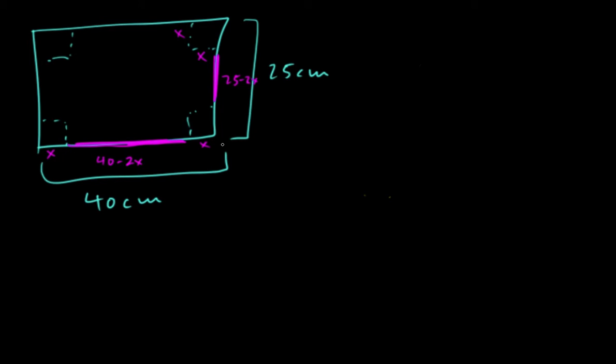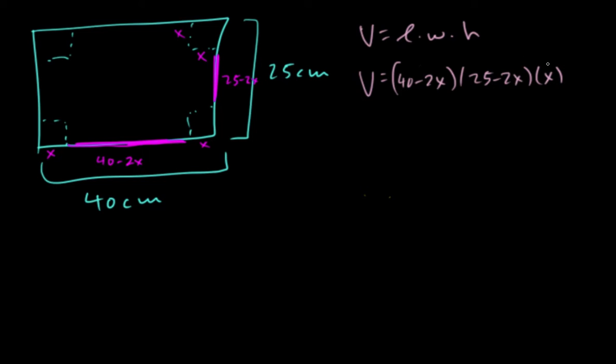So this entire length is 40, but then we're going to take out an x on each side. So this length would be 40 minus 2x. Similar thinking, the total length is 25 and then minus 2x. Volume is length times width times height. The length is 40 minus 2x, the width is 25 minus 2x, and the height is just x.